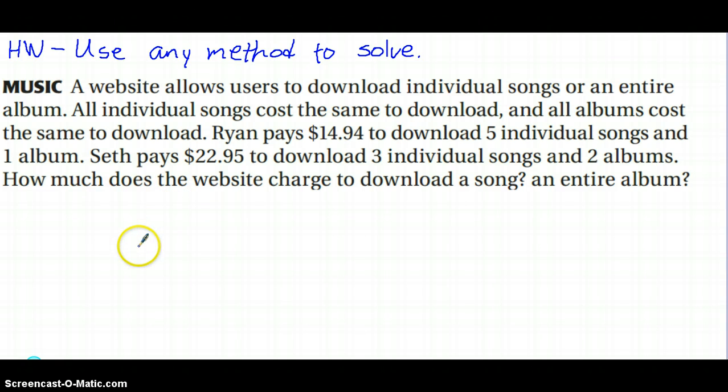For the first homework problem, I want you guys to use any method to solve this problem here. So you can use, again, the calculator, graphing, substitution, or elimination. And you just have to show me your work and your ordered pair solution and explain to me how you did that.